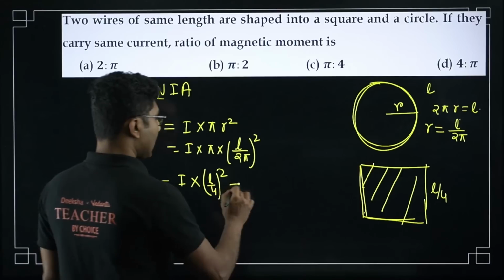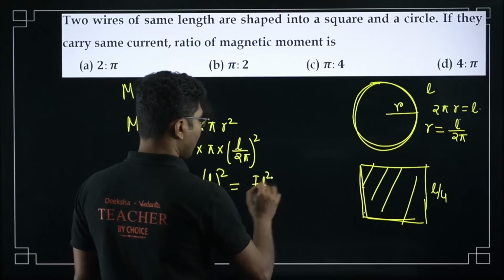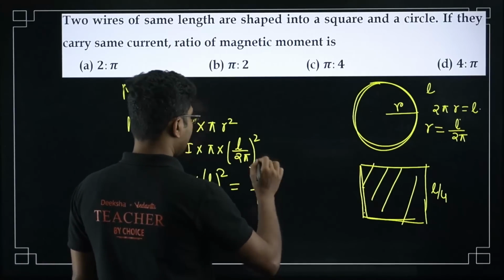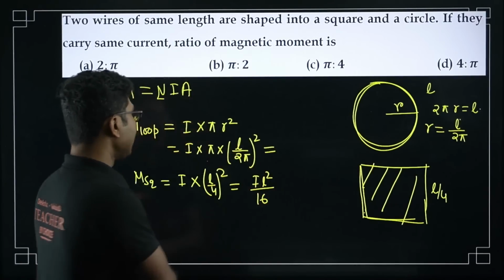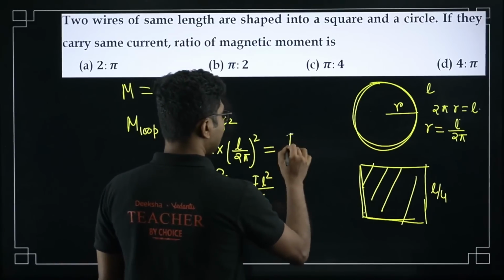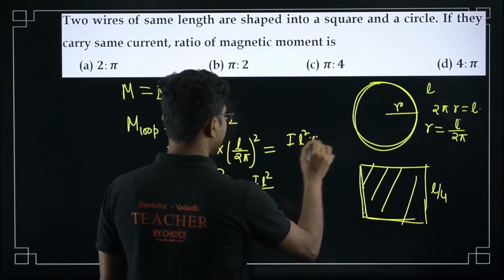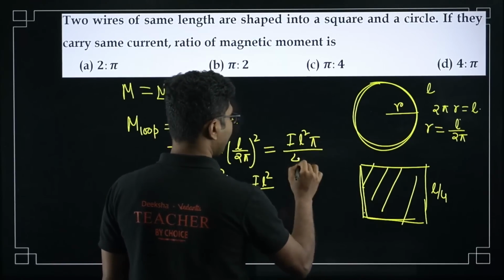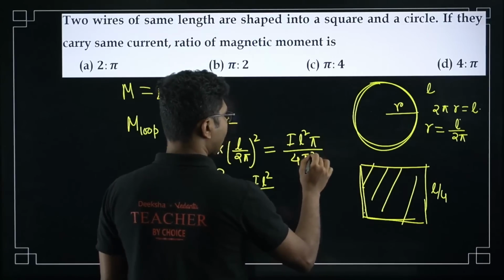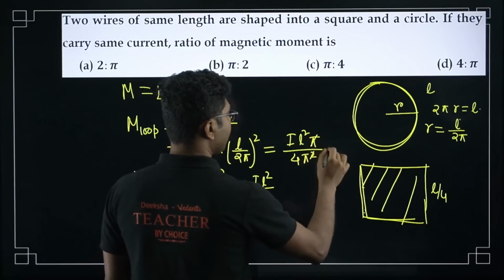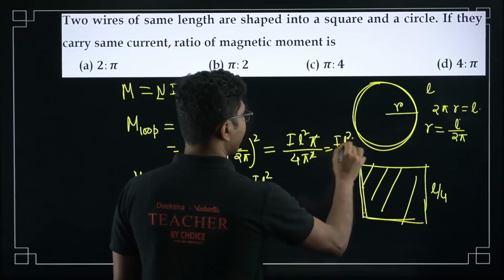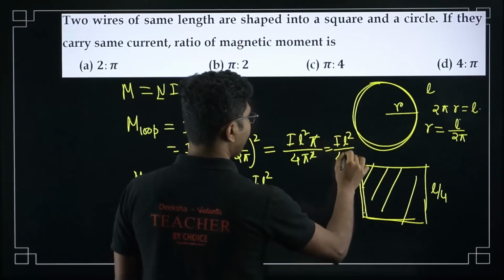That is L square by 16. And from here, just simplify it a little bit, it will be L square pi by 4 pi square. So one of the pi will cancel, so it will be L square by 4 pi.